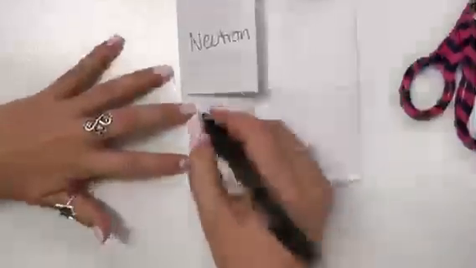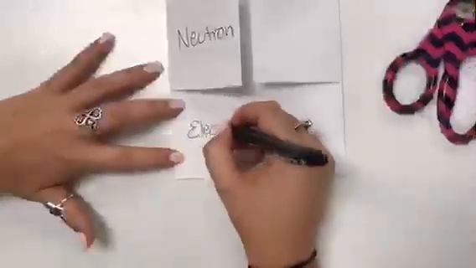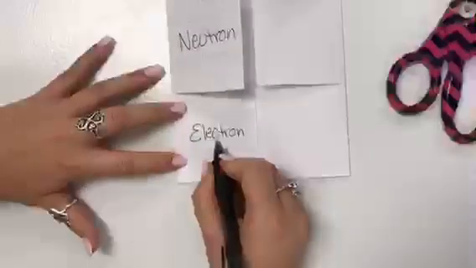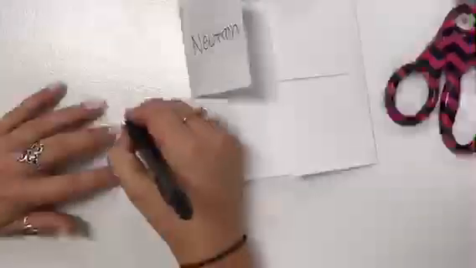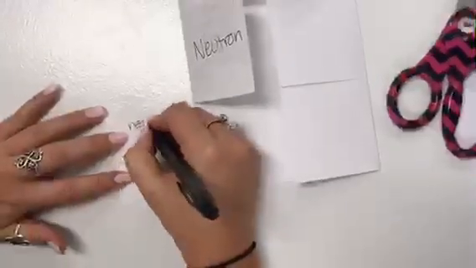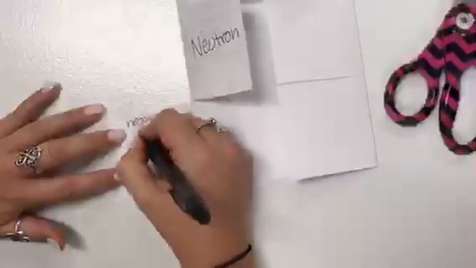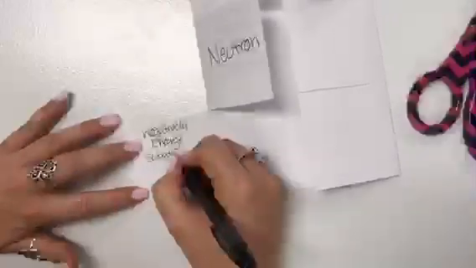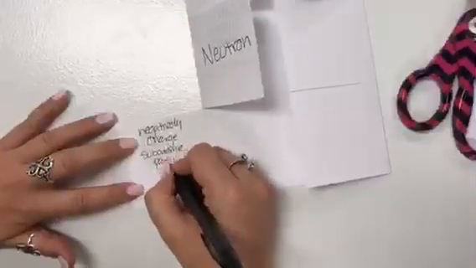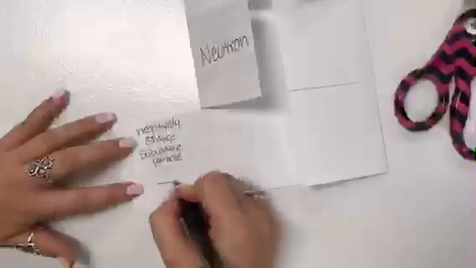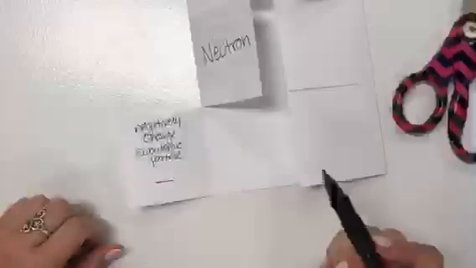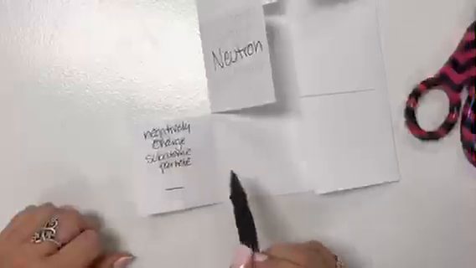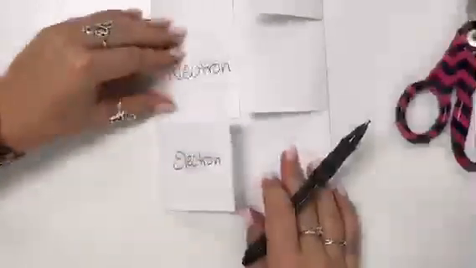Then we're going to go to the bottom piece. This is your electron. E-L-E-C-T-R-O-N, electron. Then we're going to open the electron flap. The electron, this is your negatively charged subatomic particle. Which means it has a negative electrical charge. So it's just a piece of the atom that's negative. Okay, halfway there.